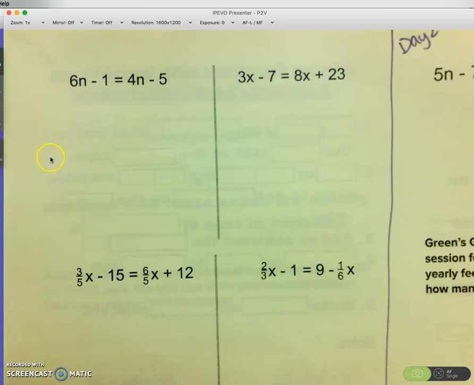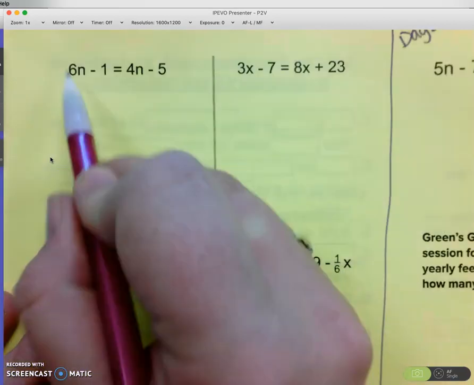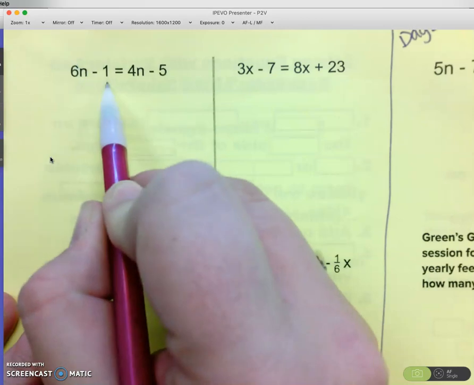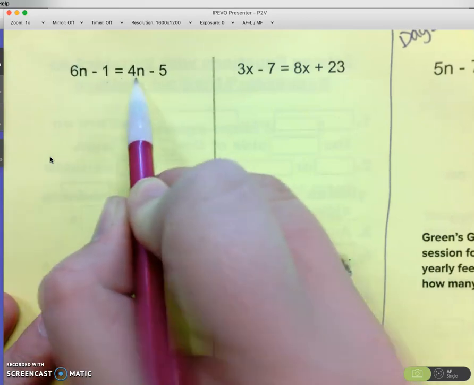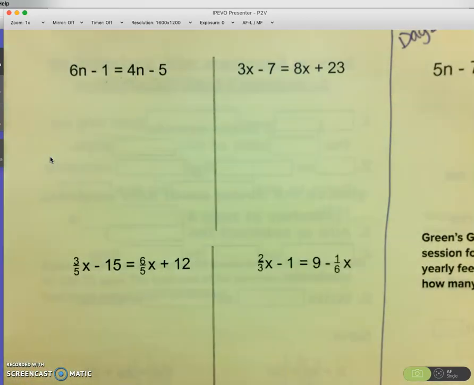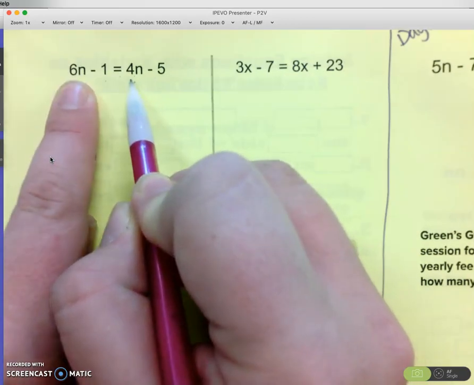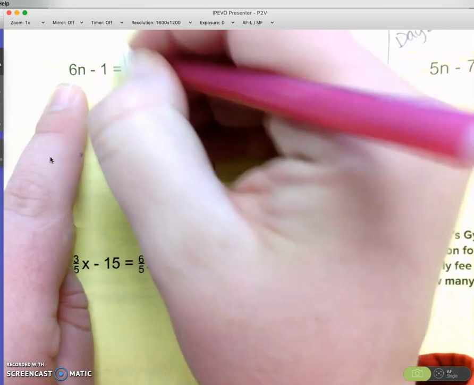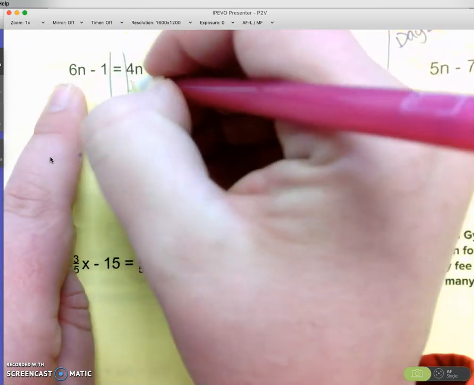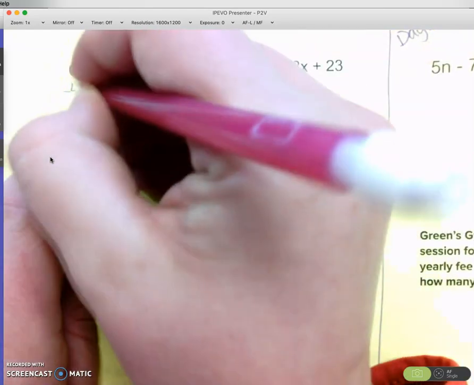So I have now a variable term, a constant, equals a variable term and a constant. So we need to do a multi-step. There's going to be more than one step. So I'm going to look for my smaller variable term, 6n or 4n. Which one's smaller? 4n. So I'm going to subtract that 4n from both sides.